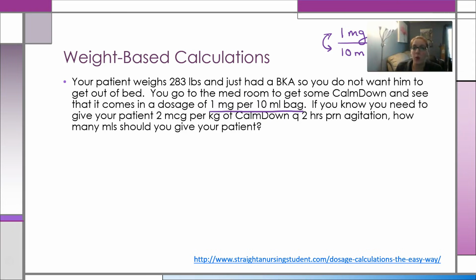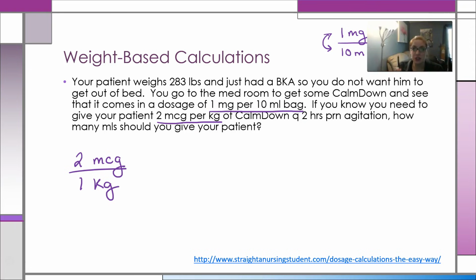We need to know what our order is. Our order is what we're giving to the patient. So if you know you need to give your patient 2 micrograms per kilogram, that is our order. So let's write that first. And if you hadn't found that first, which comes with practice, the more practice you do, the faster you'll see it.